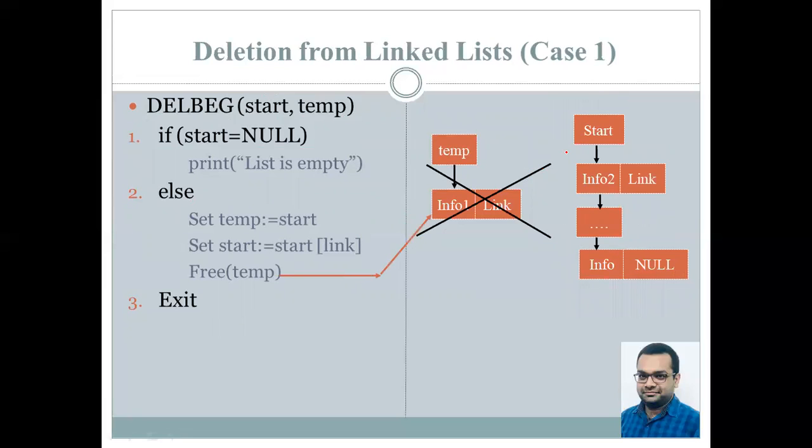Now the execution takes place, and we run free temp to free up the memory that was allocated earlier to the first node. So in this way, the first node is deleted from the linked list, or the deletion has taken place from the beginning of the linked list.